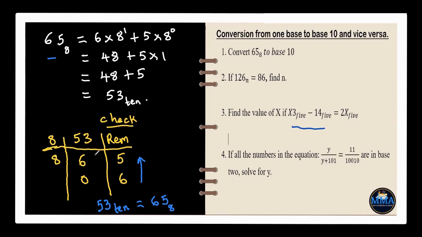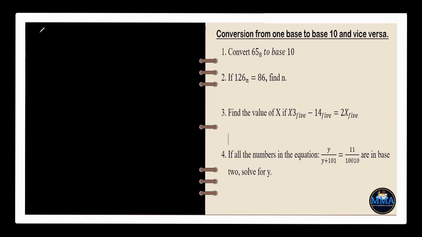Question number 2, the base is not known. So we are looking for the base, which here is represented with the letter N. So if 126 base N is 86, find N. Let's look at how to get that. So we have 126 base N equals 86.